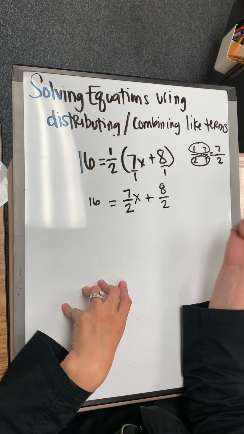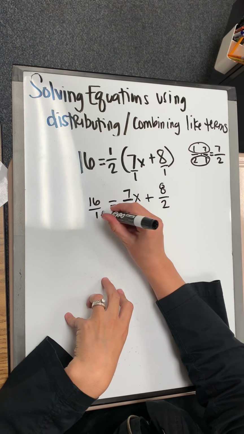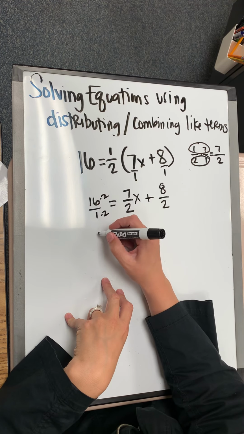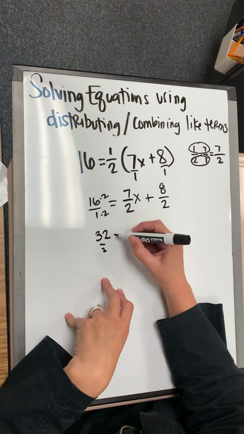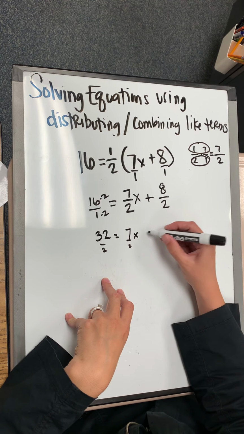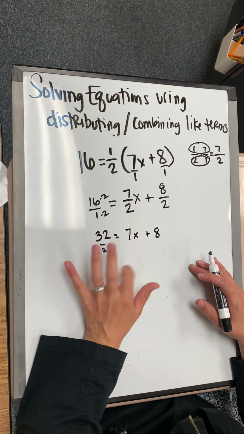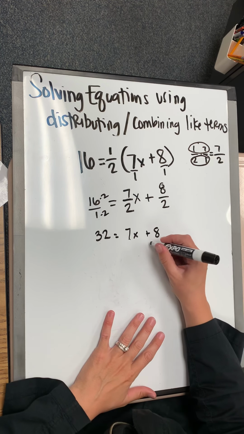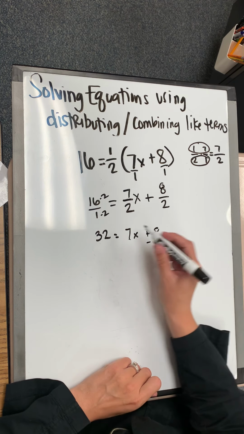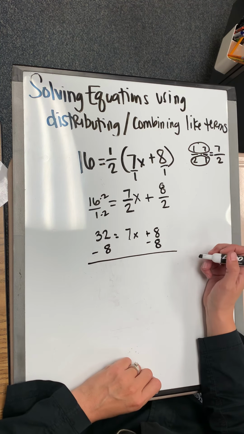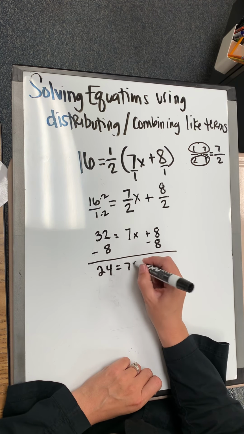It's equal to 16. Now this is 16 over 1. Because these two are already over 2, we can just take this one and times it by 2, which gives us 32, technically over 2, but we'll get rid of it in a minute, equals 7 over 2 x plus 8 over 2. Because we have that common denominator, we can disregard it, and now we can do our two-step equation. Minus 8, minus 8, and 32 minus 8 is 24, is equal to 7x.